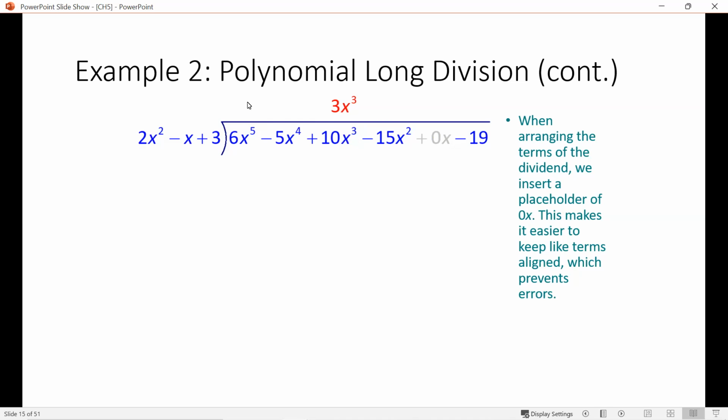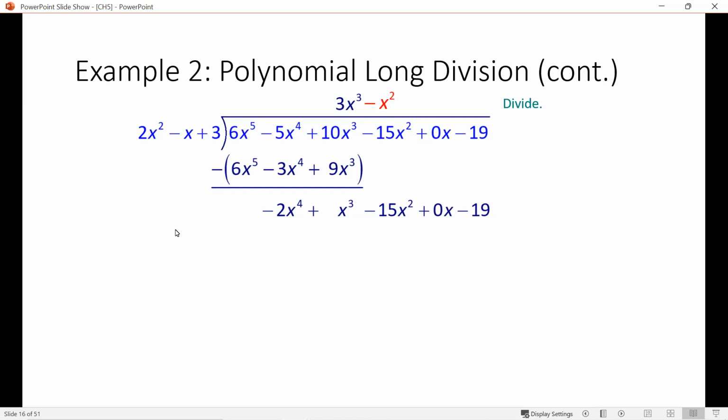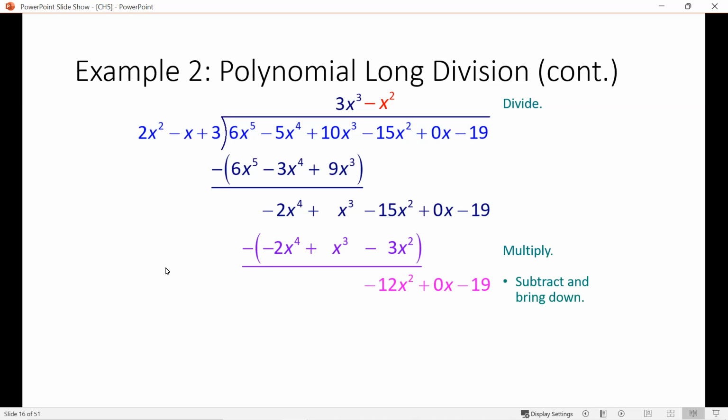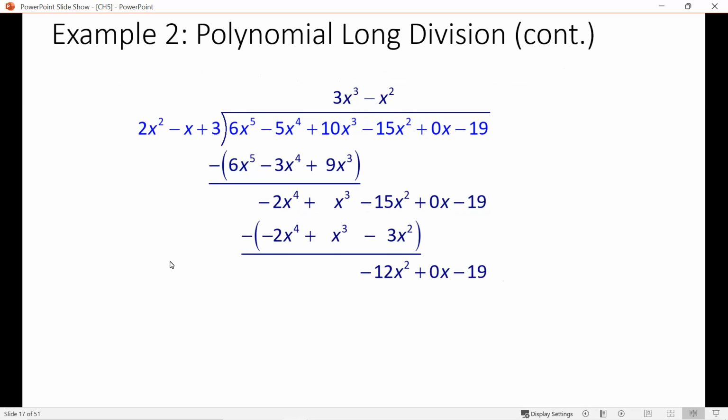We're going to multiply that 3x to the 3rd by everything in this polynomial and subtract it from our original polynomial, and then repeat the process. How many times does 2x squared go into negative 2x to the 4th? Well, that's going to be negative x squared times. And we're going to multiply that by the whole polynomial, subtract it all, and then do it one more time.